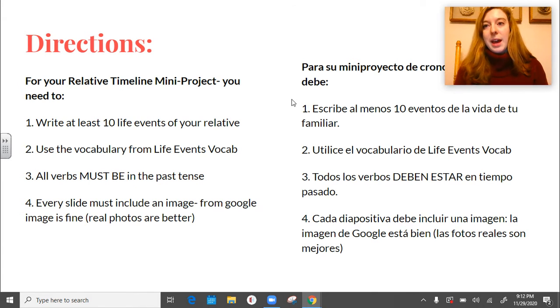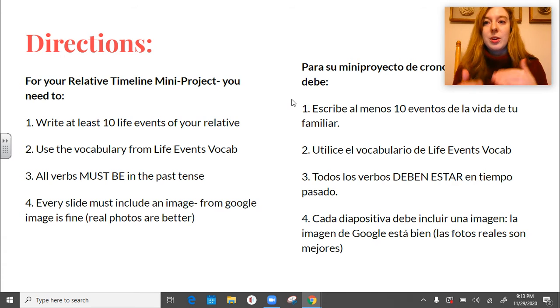Okay, you're going to use the vocabulary that we learned yesterday from the life events vocab that you did a Quizlet activity on. All verbs have to be in the past tense. Past tense is el pasado. It has to be in the past tense. Now, I taught you yesterday that to make a verb in the past tense, most of the time in English, we use ed at the end of the word to make it past. But there are some words that change when you go into the past. And I showed you those yesterday.